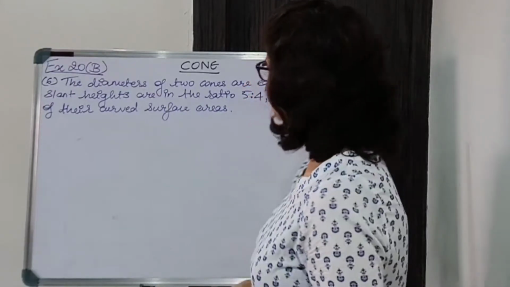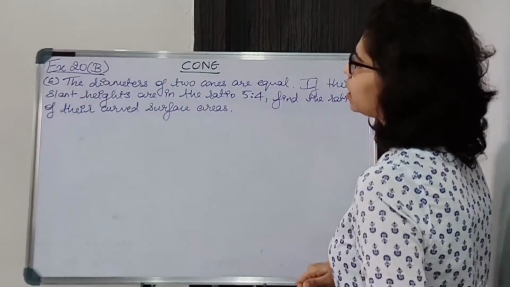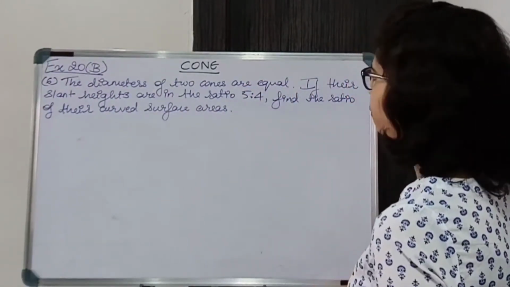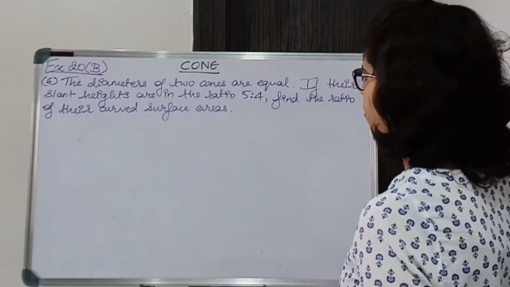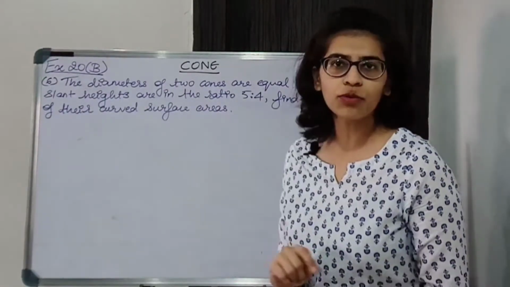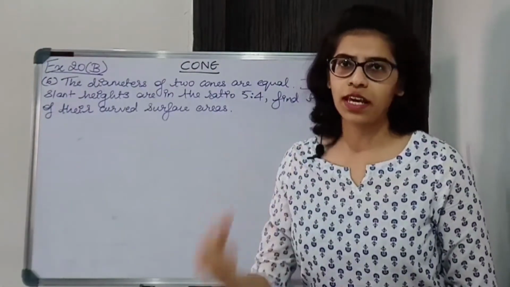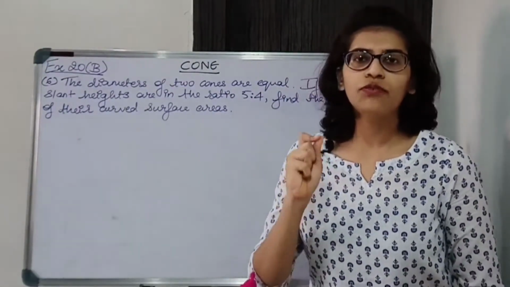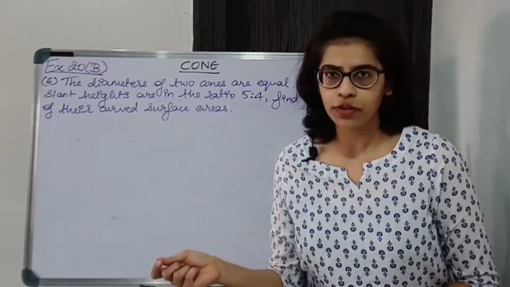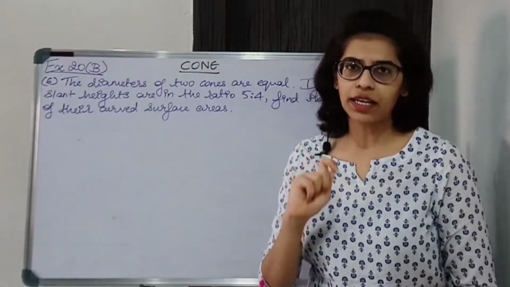Question number 6. The diameters of two cones are equal. If their slant heights are in the ratio 5:4, find the ratio of their curved surface areas. So again we are supposed to find the ratio. Over here we have to find the ratio of the curved surface areas. Now what is the formula for curved surface area of a cone? Curved surface area of a cone is pi rl.